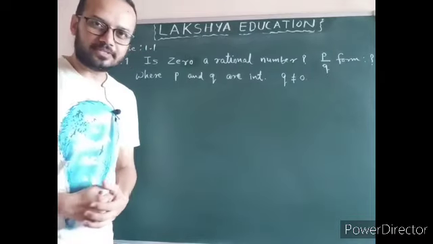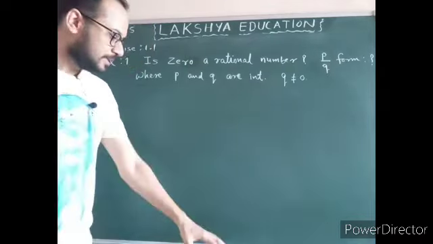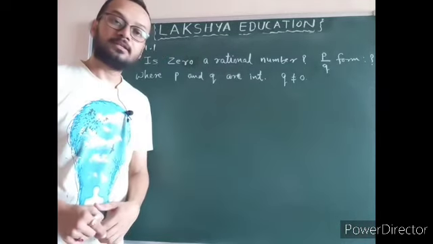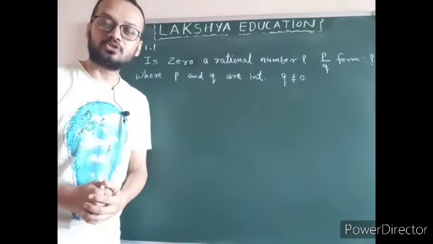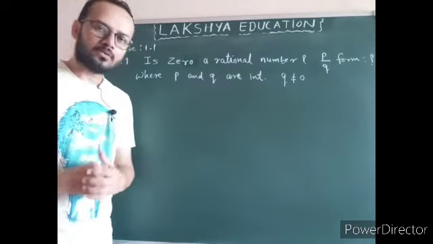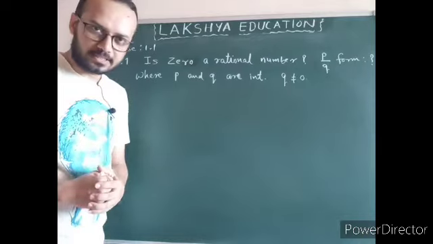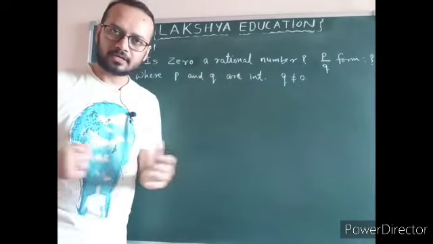The first question of the exercise in your textbook on page number 5. Is 0 a rational number? Can you write it in the p by q form where p and q are integers and q not equal to 0? So first of all, we have to think what a rational number is. We know the definition of a rational number is the number which can be written in the form of p by q. It is called a rational number.